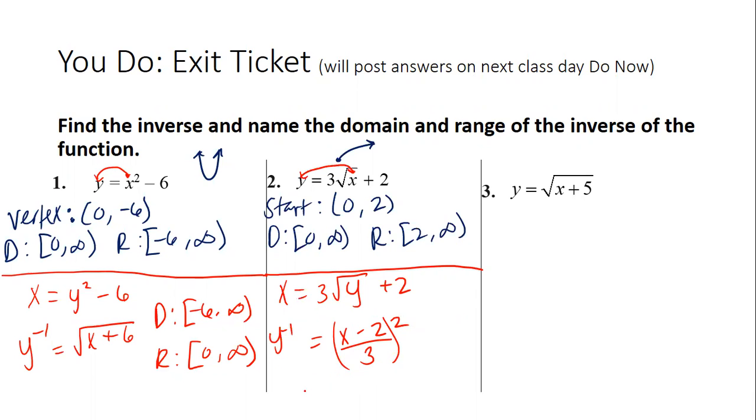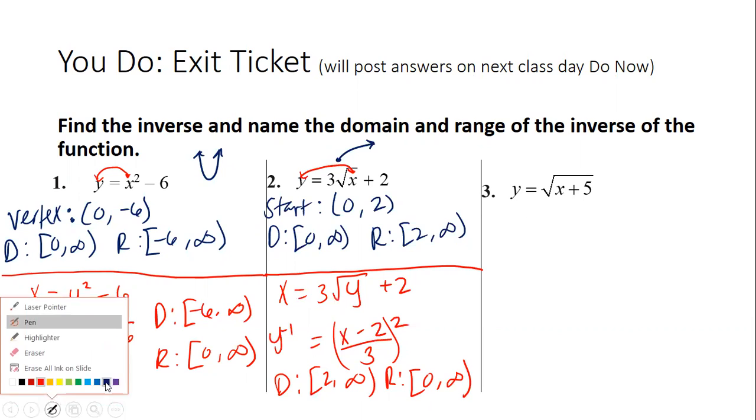And the domain of my inverse comes from the range of my original, which is 2 to infinity. And the range of my inverse comes from the domain of the original function. Forget the word restriction. Don't know why I said it. I need food, sleep, nap, probably.